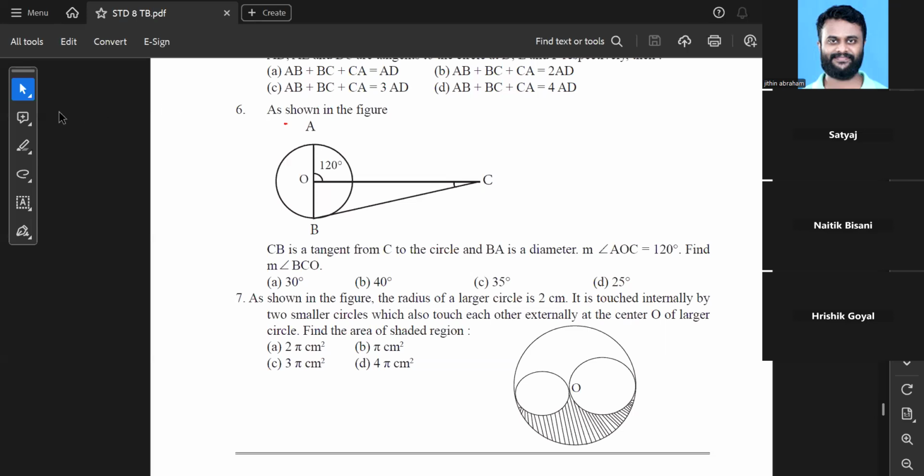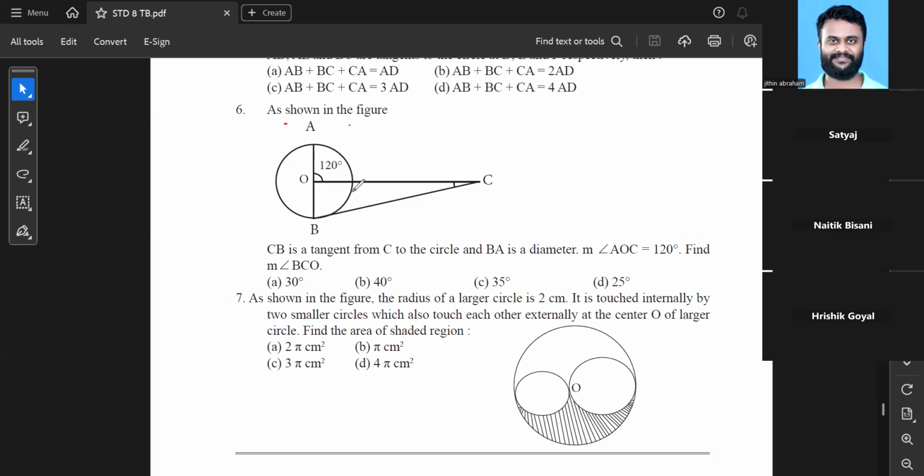As shown in the figure, here it is. This angle is 120. This is C. This is diameter. CB is the tangent from C. BA is the diameter. AOC is 120. Find the angle BCO. It's very simple.